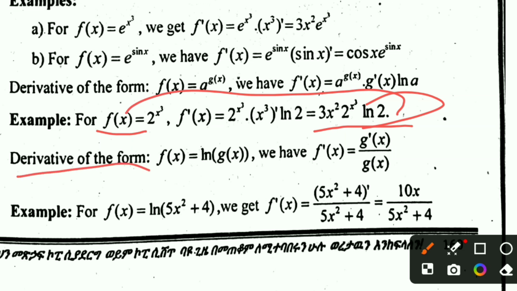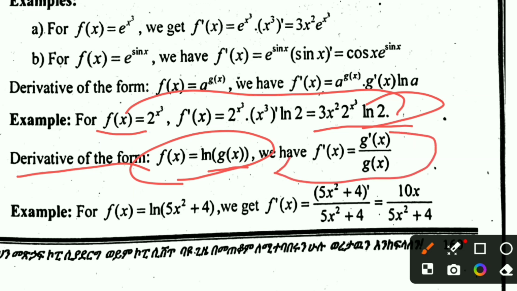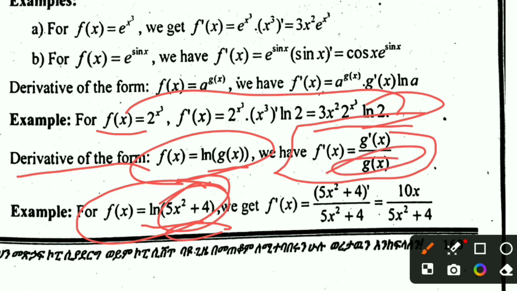Okay, we have another form of function like f of x is equal to ln of g of x. If we are given this kind of composite function, the derivative can be found by using this method. That means f derivative at x is equal to g derivative at x over g of x. For example, if we have ln of, this is what? A composite function, you know. We have inside the ln 5x squared plus 4. So f derivative at x means the derivative of 5x squared plus 4 over the original function g of x, that means our entire function inside the ln. So 5x squared plus 4, that means 10x over 5x squared plus 4.